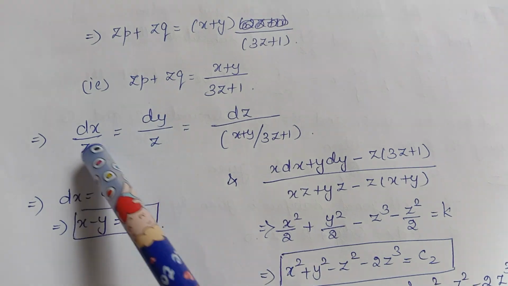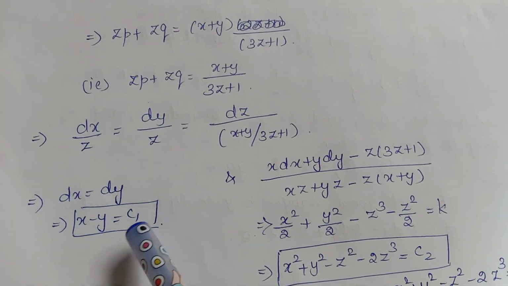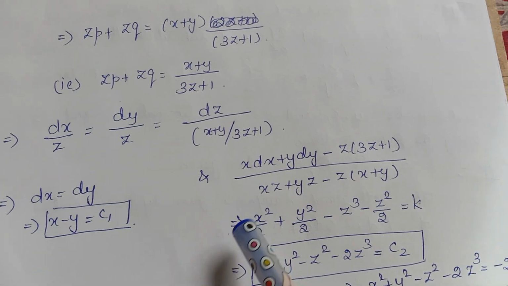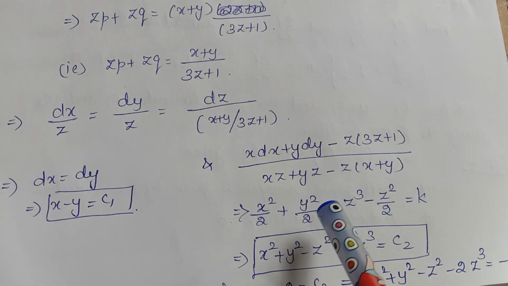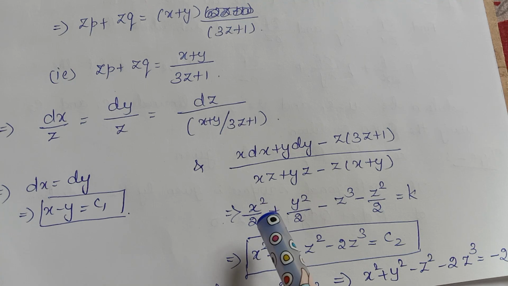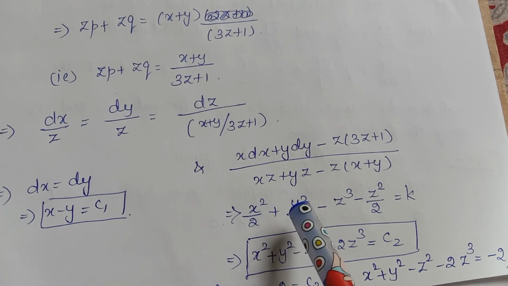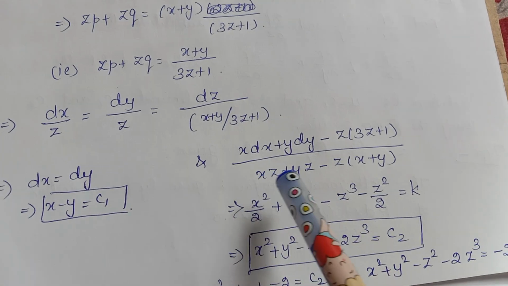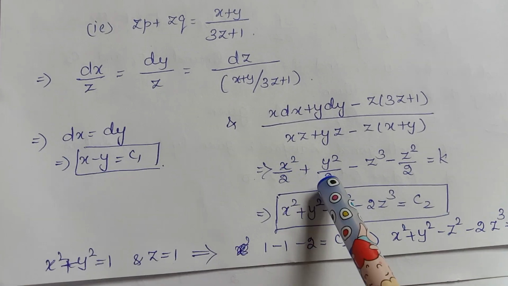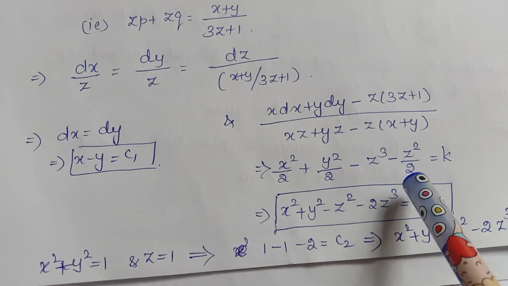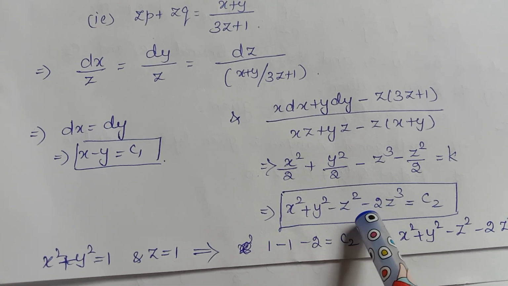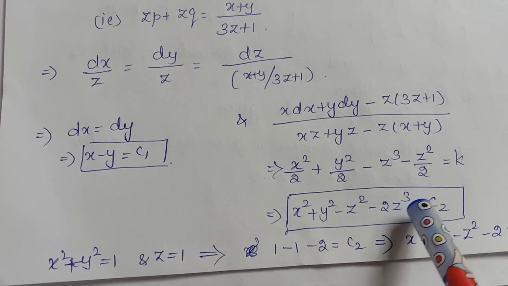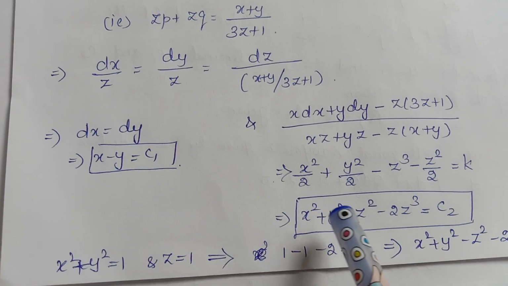Now you take these two equations, and simply you get x minus y equal to c1. Next, I am going to take x dx plus y dy minus z(3z plus 1) dz. The denominator becomes 0, no? So the integration of the numerator is constant. So x square by 2 plus y square by 2 minus z cube minus z square by 2 equal to constant. So simply x square plus y square minus z square minus 2z cube equal to c2. So these are the solutions.